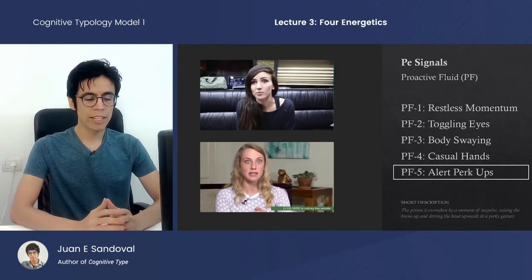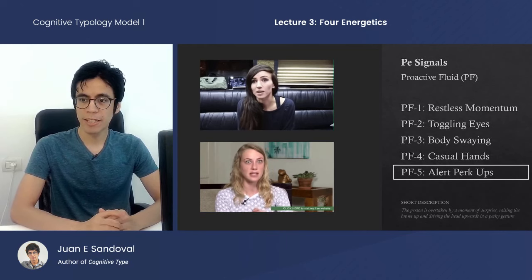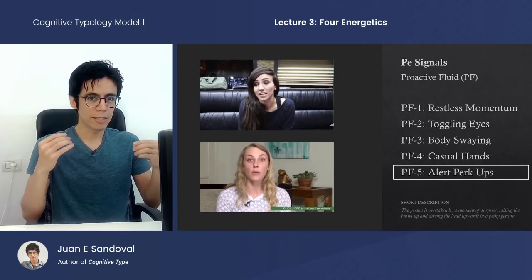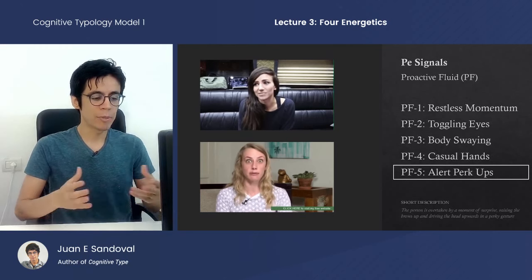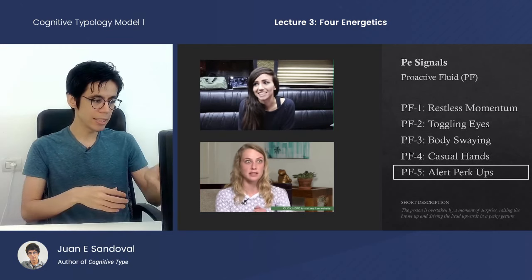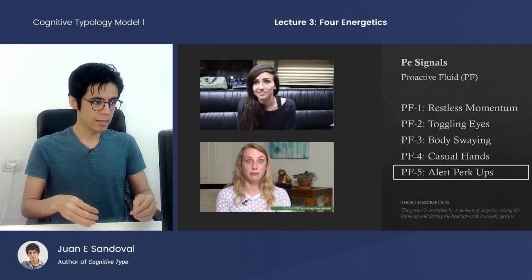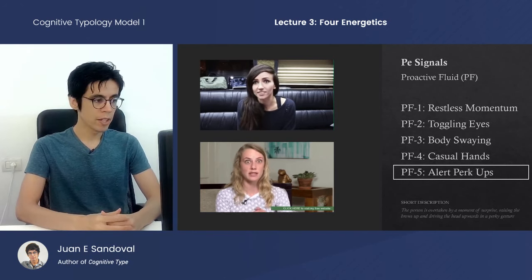So there's these moments where they'll kind of perk up into a surprise expression, like something catches their fancy, and the eyes will light up. So that light up is a surprise expression, which happens a lot with PE types. And you'll see that here with the eyes kind of widening at the same time as the body kind of jumps up a little in that surprise expression.